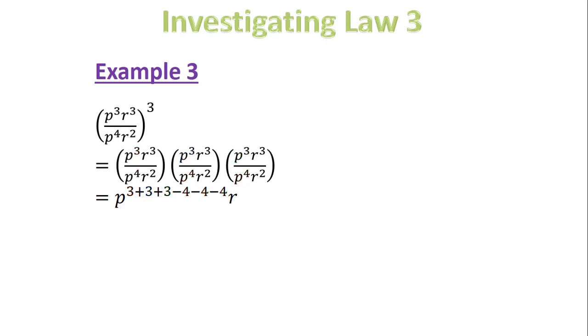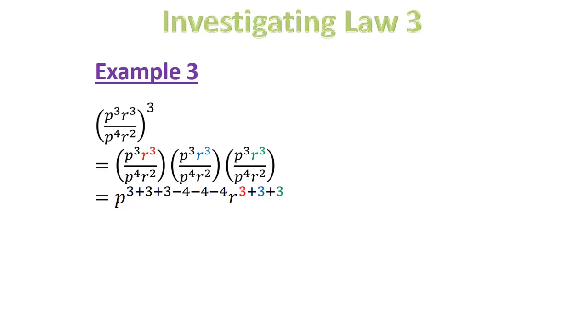Let's look at the r. Now we have r to the power of 3. Now again in the top row we're multiplying, so it's r to the power of 3 plus 3 plus 3. See where I get all of them?